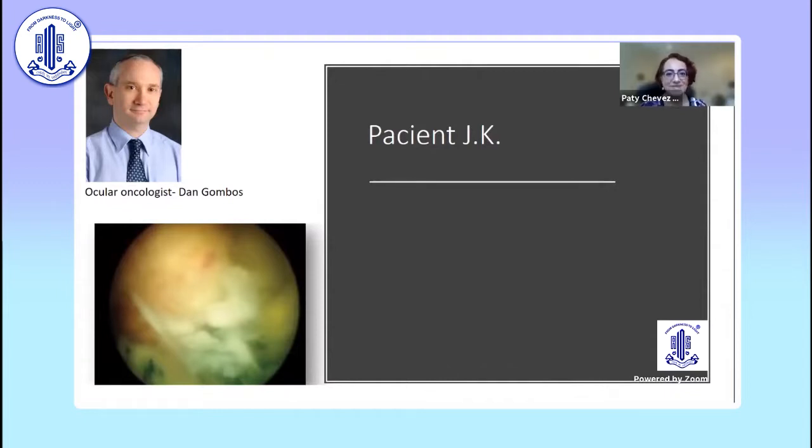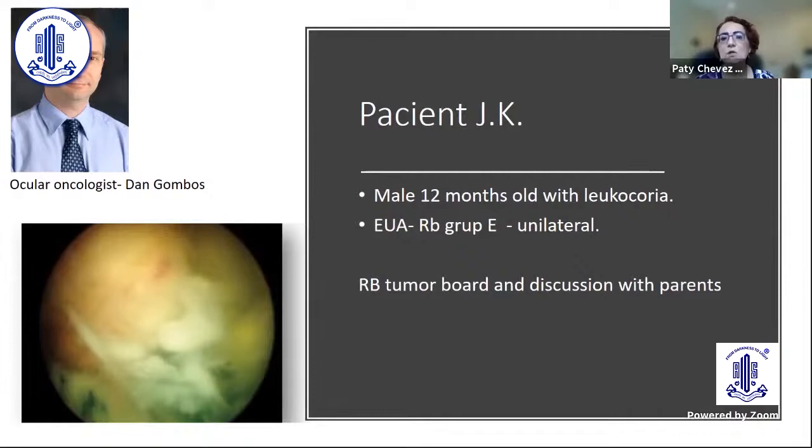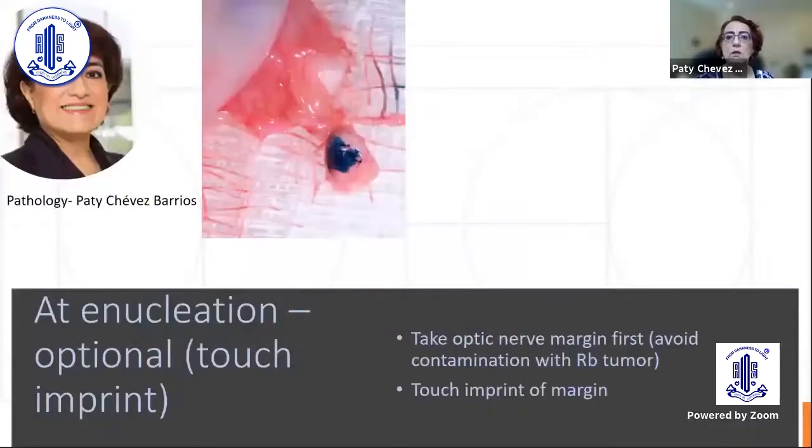Our great ocular oncologist, Dr. Gombos, sees the patient and diagnoses this 12-month-old who presented with leukocoria with a group E unilateral tumor. After discussion, and especially with the parents, with all the options, the decision was to do an enucleation. I already saw this picture in the tumor board, and then at the time of the enucleation, I get the fresh tumor. Ideally, the first thing to do is to take the optic nerve margin so that you are sure you are not contaminating this.